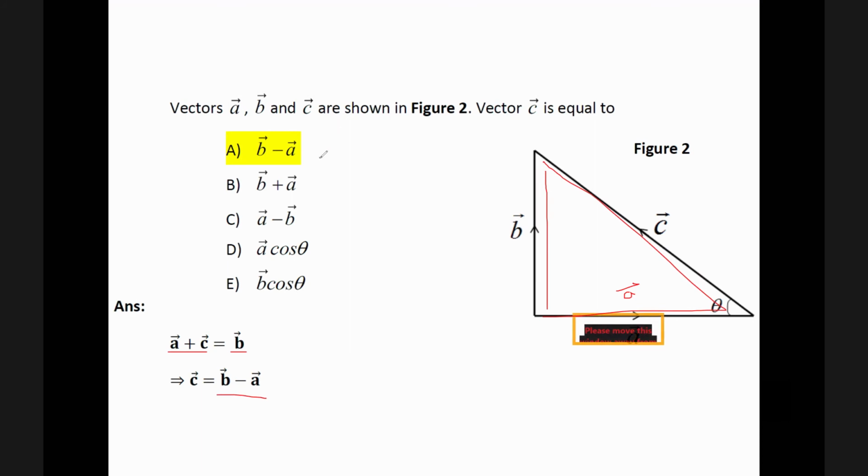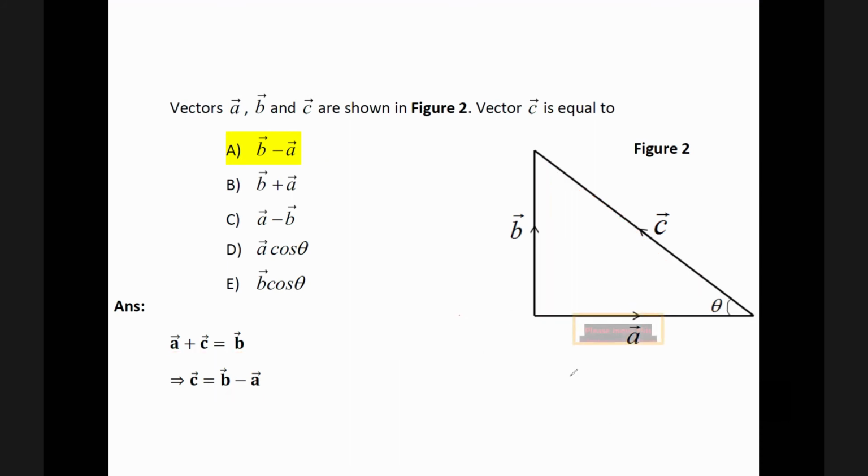And this is the solution. He just wants you to understand how to find a resultant vector graphically. A plus C equals B, so C equals B minus A. Very straightforward. Let me see the chat panel. Yeah, B minus A is correct. Yes, absolutely. Okay.